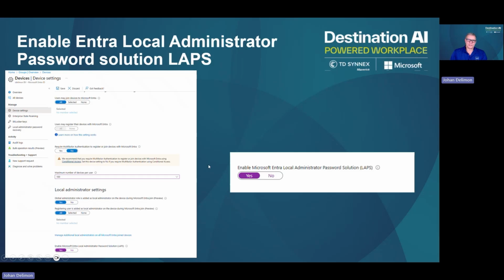Now, what we also have to do, because of best practice, is not use the default admin password, which is SFB, right? Everyone knows this. We can easily change this by using the Entra local administrator password solution, which we just enable in an Entra ID setting. It's not in Intune. So we have to enable this in Entra ID under device settings. We enable this, and from that point on, we can use the solution, but we still have to configure it in Intune.